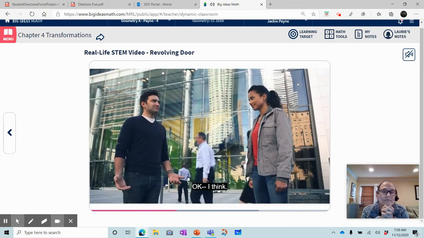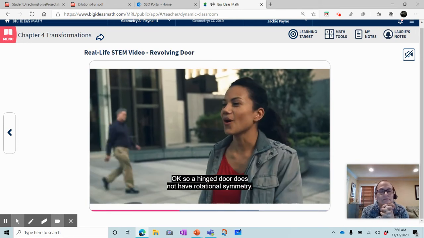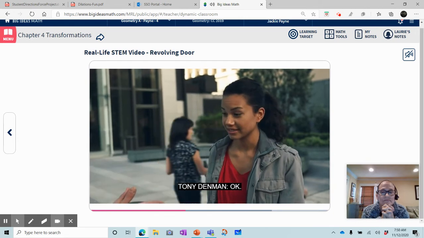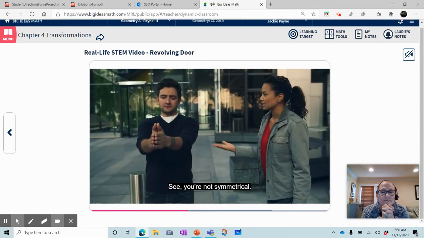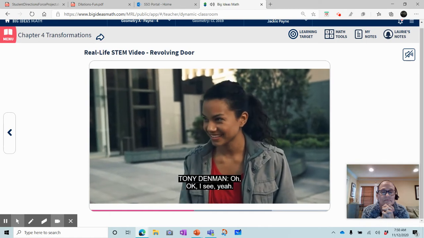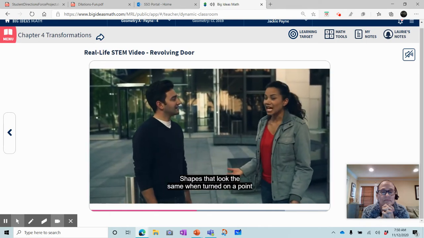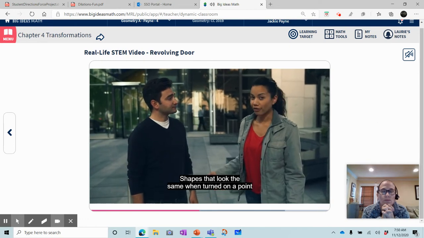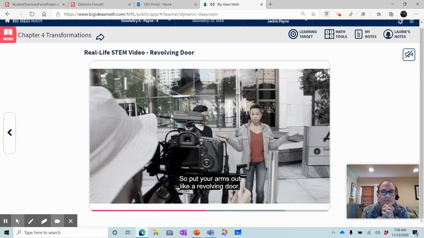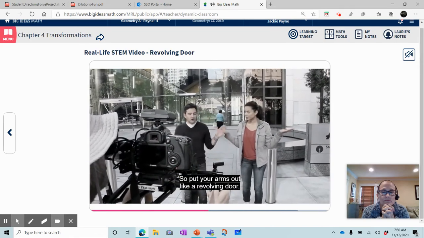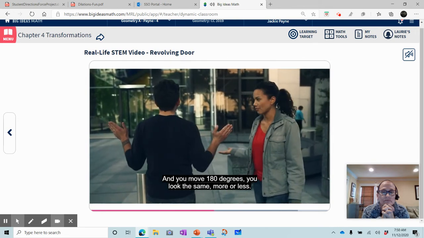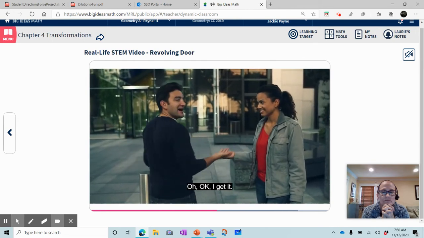Oh, okay. I think. Okay, so a hinge door does not have rotational symmetry. Okay. See? You're not symmetrical. Right. What? Hey. No, not you, your shape. Oh, okay, I see, yeah. Shapes that look the same when turned on a point have rotational symmetry. Okay. So, put your arms out like a revolving door. Oh, okay. Equal on each side? And you move 180 degrees. You look the same, more or less. Oh, okay, I get it.